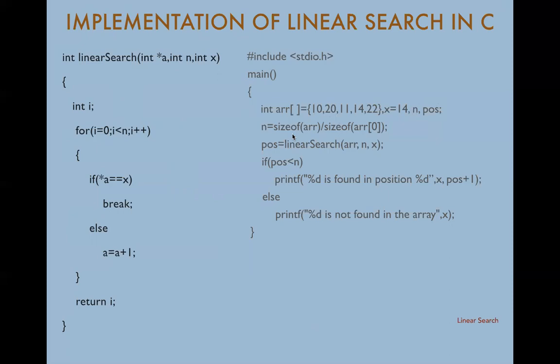Sorry, how do I find the number of elements in the array? I find the entire size of the array and divide it by the size of one element. That gives me the number of elements, right? So I find the size of the entire array. Say, for example, an integer occupies 4 bytes of memory. There are 5 elements, 5 into 4, 20. That's going to be the size of this array.